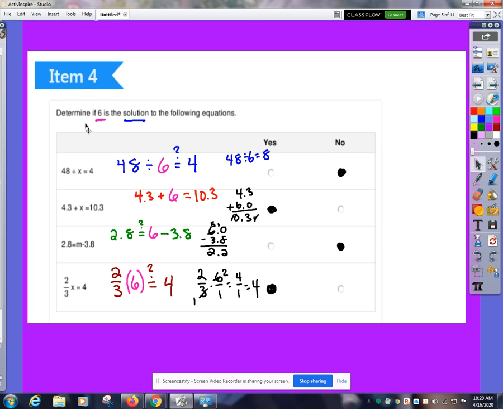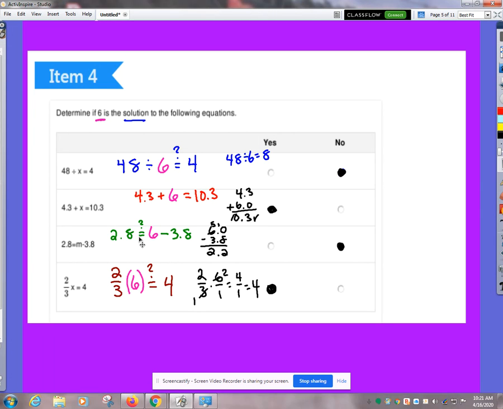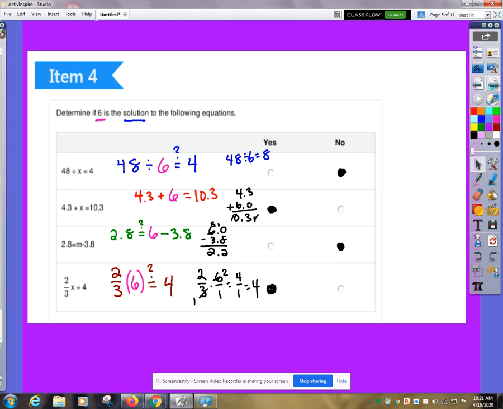Number 6, we've got to determine if 6 is the solution to the following equations. 48 divided by 6, nope, it's not 4, big no. 4.3 plus 6, 10.3, yeah, that looks good, that's a yes. 2.8, is that equal to 6 minus 3.8? Well, actually 6 minus 3.8 is 2.2, so that's going to be a no. And for the fourth one, is 2/3 of 6 equal to 4? Well, 2/3 times 6 over 1, a little cross canceling, get 2 times 2 is 4, 1 times 1 is 1. And yep, 4 divided by 1 is 4. And so that answer is true.